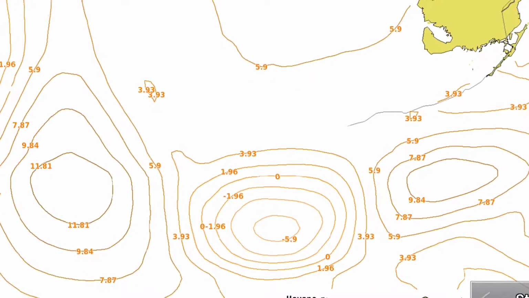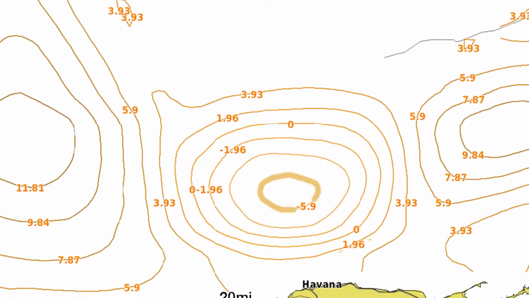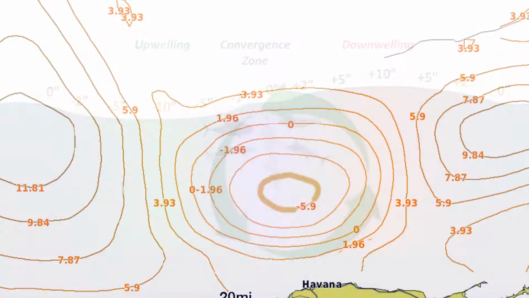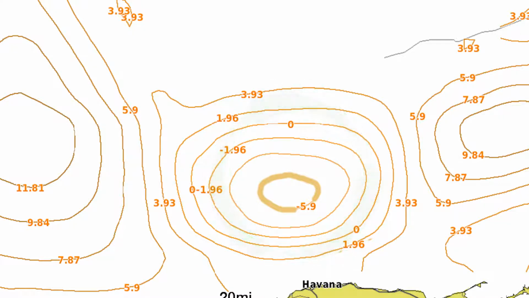By contrast, the center of an upwelling will be a circle with negative numbers, or a low eddy, represented with lighter orange lines. In this area, the sea surface height is at a low point. Therefore, it will be beginning to rise, bringing cooler, nutrient-rich water up from the bottom. An upwelling eddy produces a counterclockwise current.